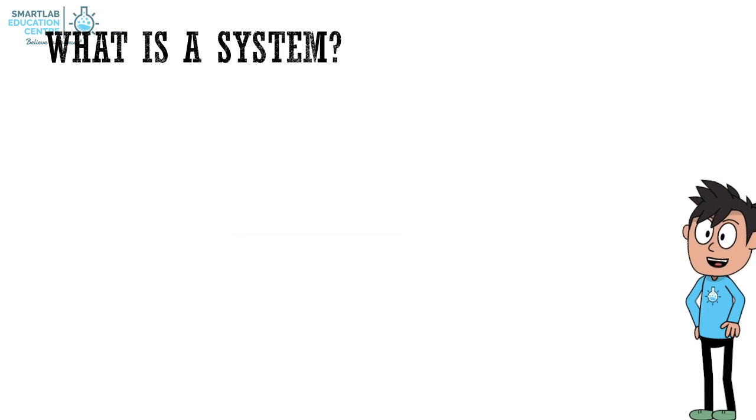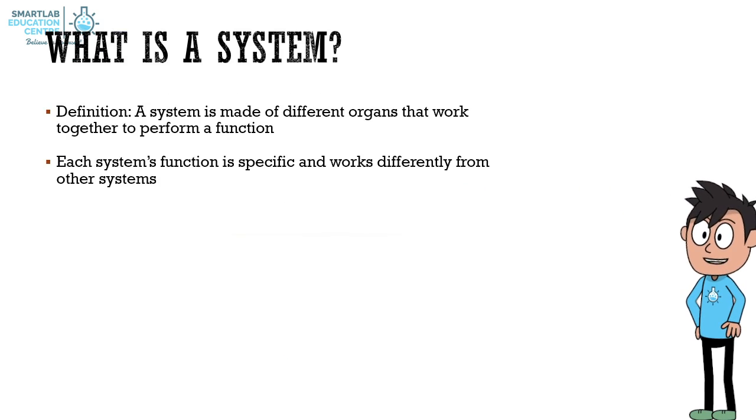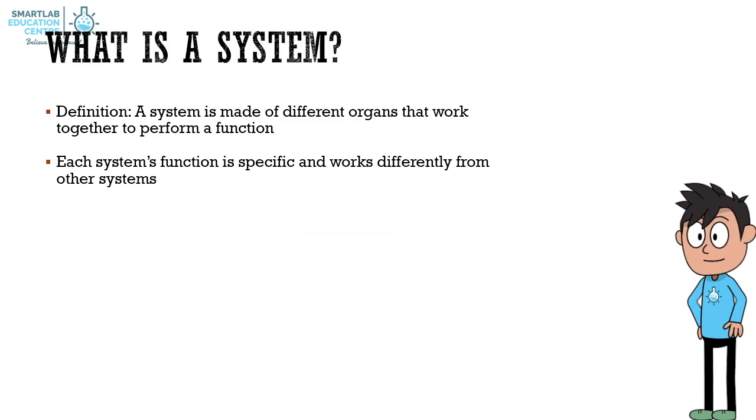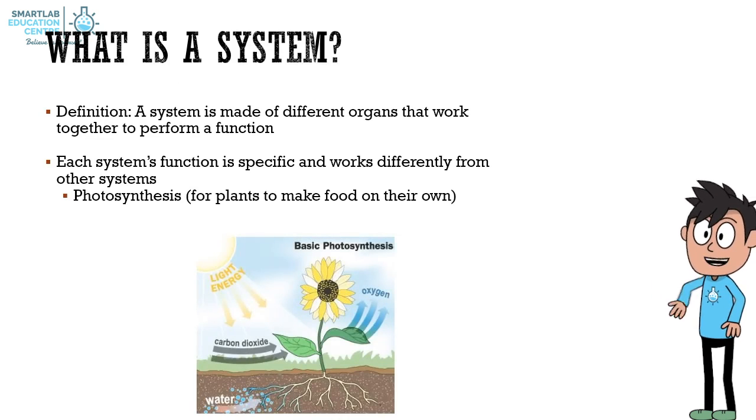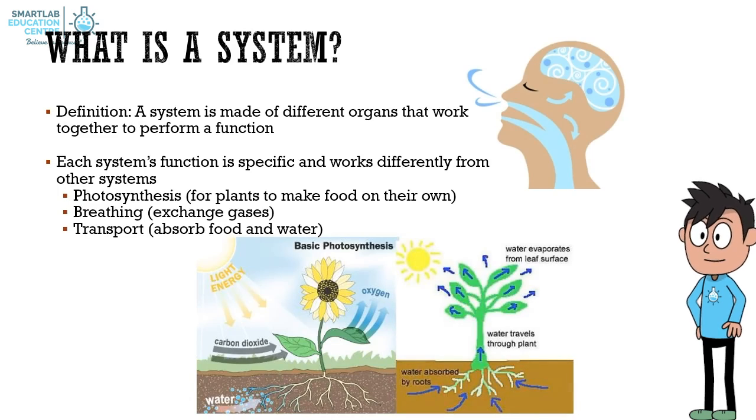So, what is a system? A system is made of different organs that work together to perform a function. Each system's function is specific and works differently from other systems. For example, photosynthesis, for plants to make food on their own. Breathing, to exchange gases. Transport, to absorb food and water.